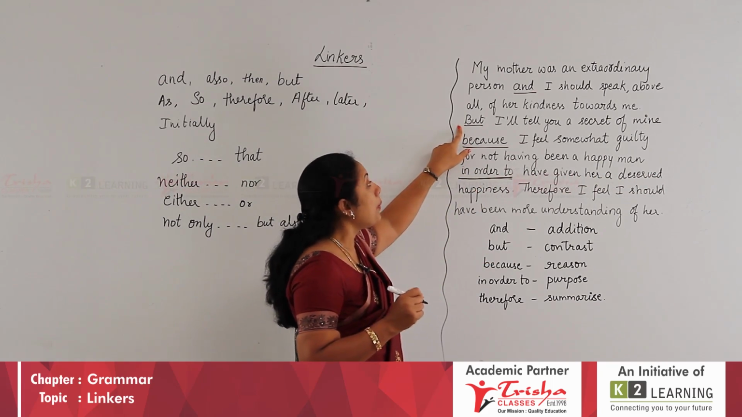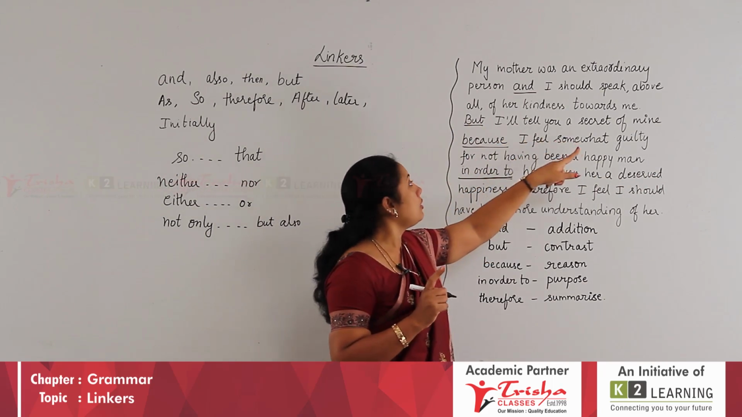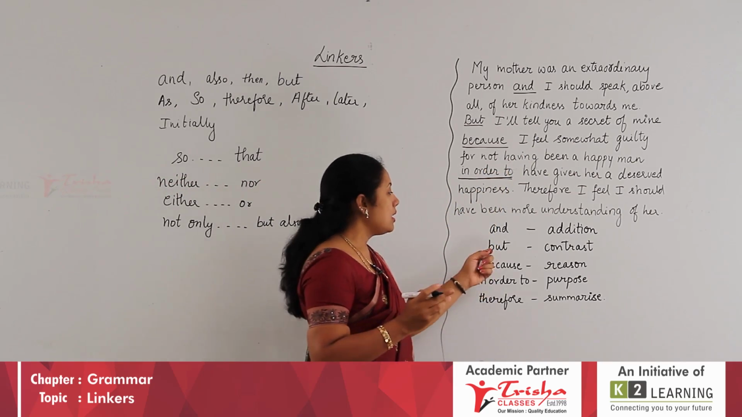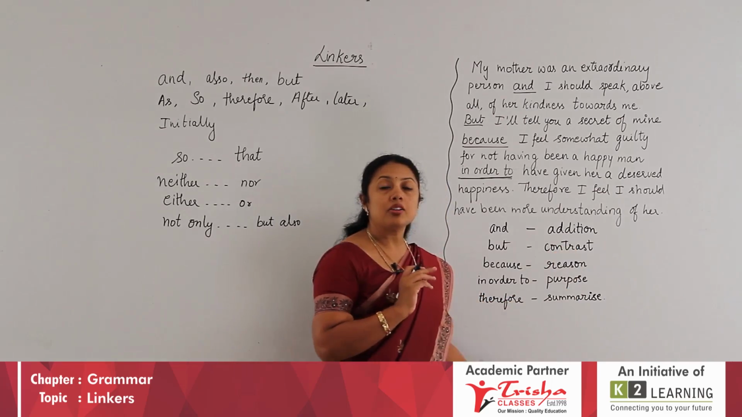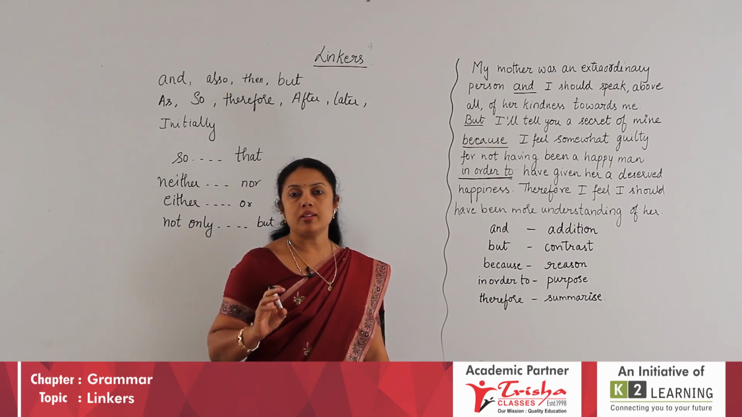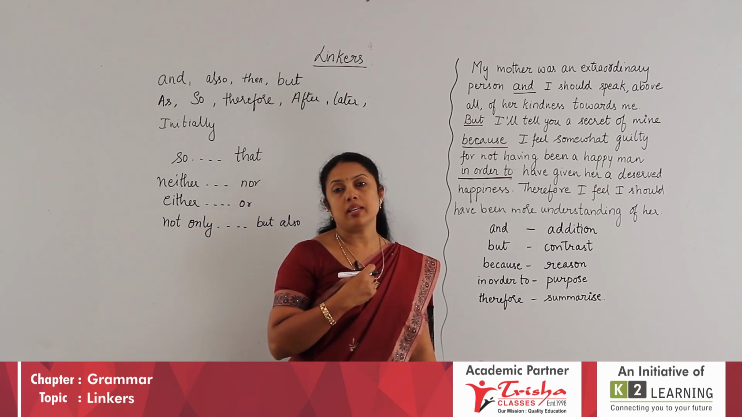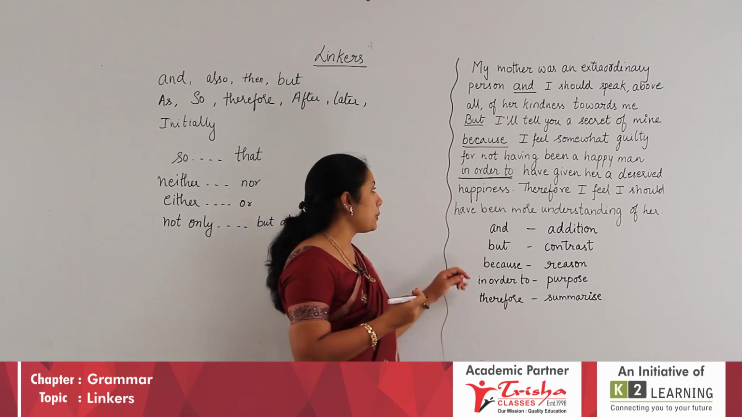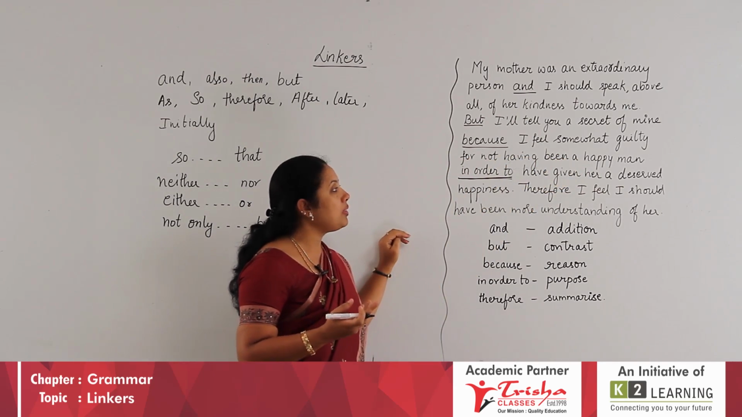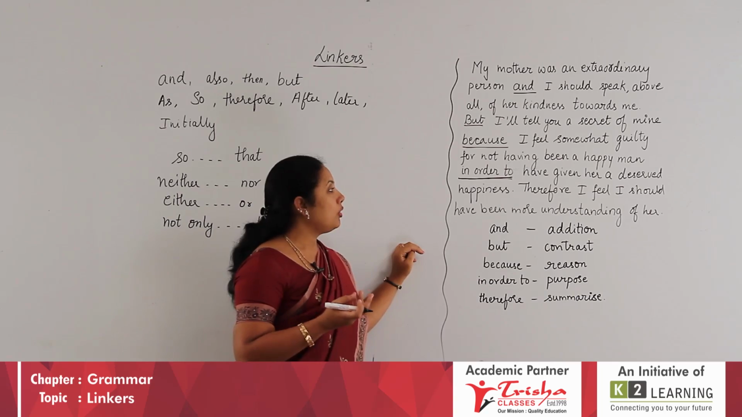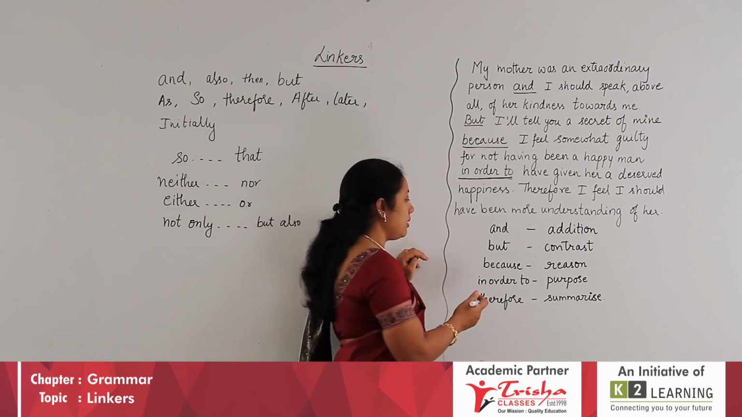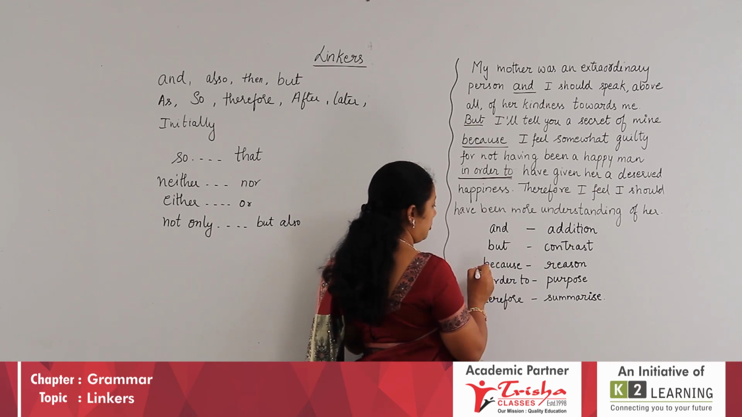The second one: but I'll tell you a secret of mine. So he stops there and gives a contrast. "But" is used in connection with a contrasting nature. Everything is fine, my mother is kind natured, but I'll tell you, I have a secret. I'm going to tell you that secret. Okay, because I feel somewhat guilty for not having been a man in order to give her happiness. I feel somewhat guilty. So he is giving the linker "because".